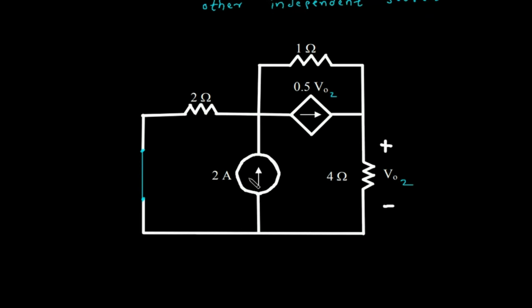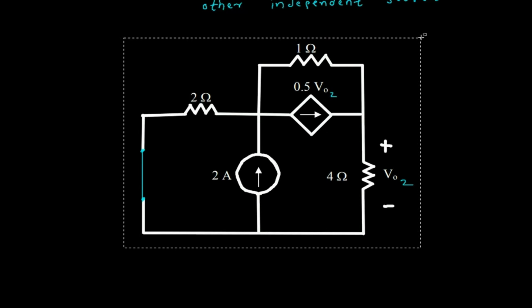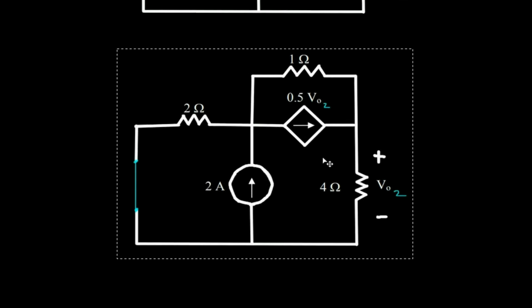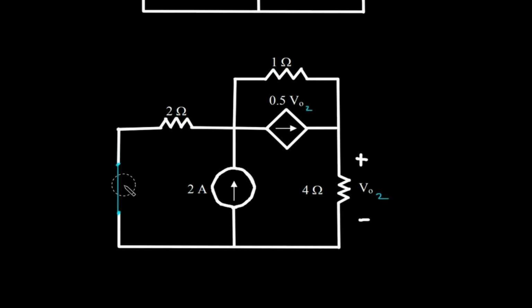Now we will convert this current source into its equivalent voltage source using source transformation. So here is its equivalent voltage source. The polarity is upward, so this will be positive, this will be negative, and V is equal to I into R. I is 2 ampere and R is 2 ohm. So this will be 4 volt. And we will erase this.